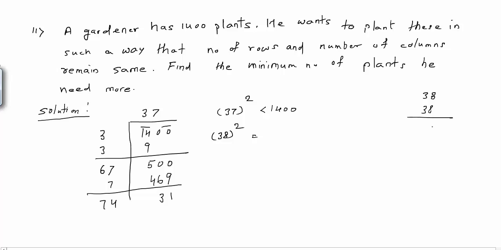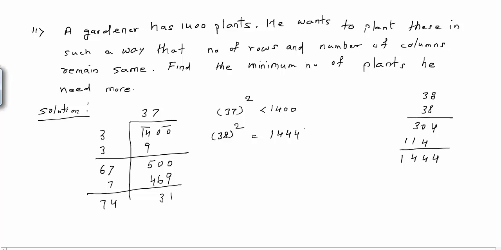8 8s are 64. 8 3s are 24. 24 plus 6 is 30. 3 8s are 24, 2, 3 is a 9, 9 plus 2, 11, so this is 1, 4, 4, 4. Square of 38 is 1444.